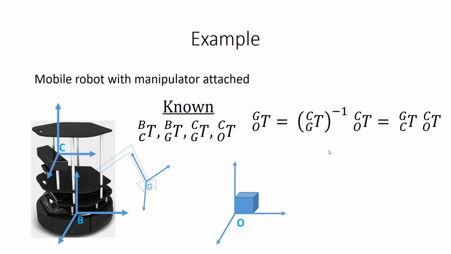Okay, so this is going to be the full equation to find that. We're going to take the transform that we know from O to C, so how we see the object from our camera. And then, we have T from G to C, but we want the opposite of that, so we're going to invert that. Whenever we invert that, it changes to the transform from C to G. And so if we look at the right-hand side now, this should satisfy the chain rule that we looked at, so we would eventually get the transform from O to G.